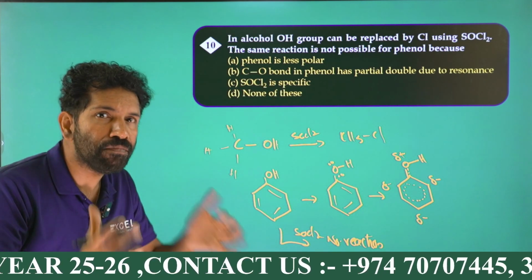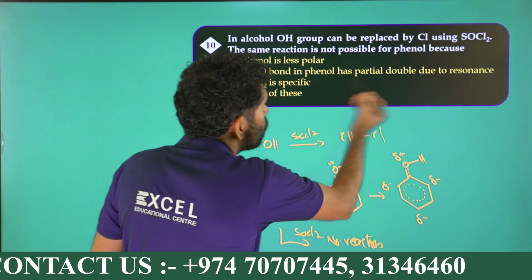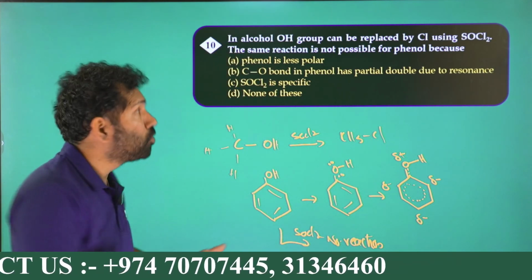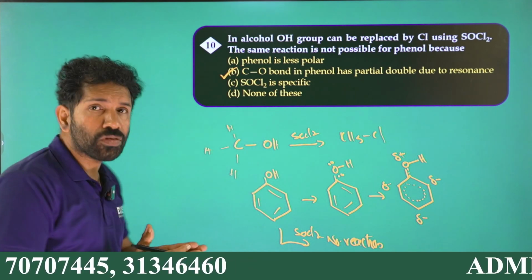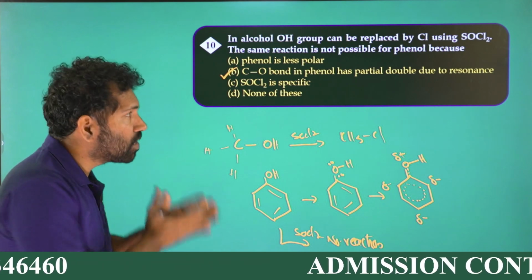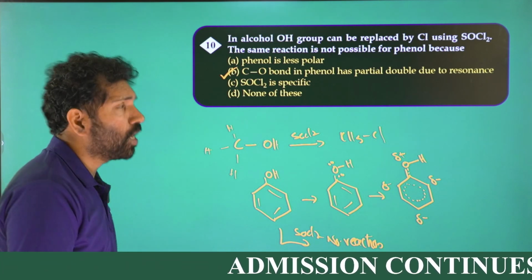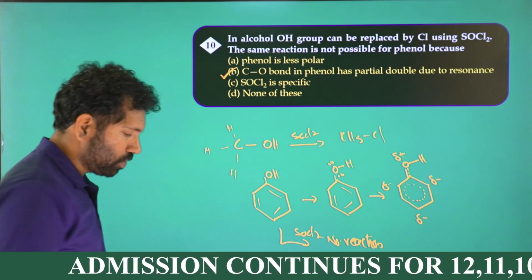So this is one of the important areas. So the answer for this particular question is the CO bond in phenol has partial double bond nature due to resonance. So this is your answer. Just go through it. Okay. So this is an important area. Just remember, this area is really important for the exam. Okay. So we are moving to the next question. I hope you got it right.